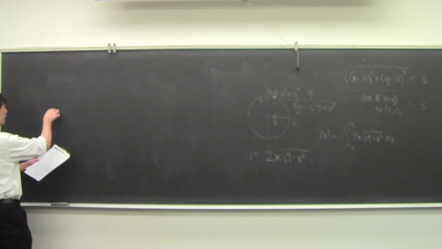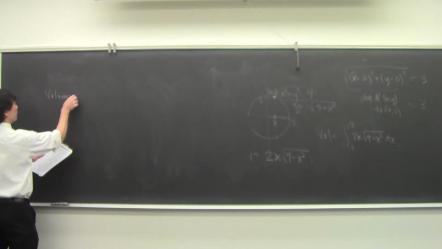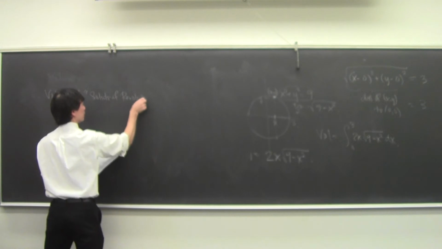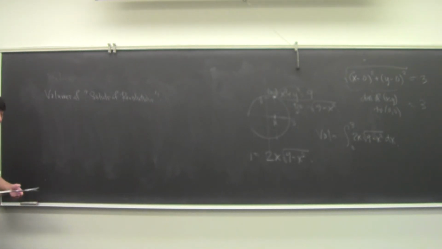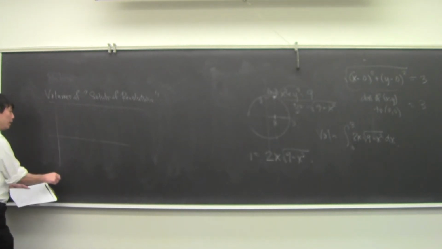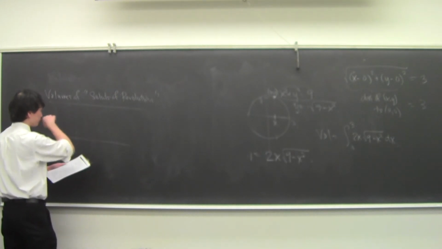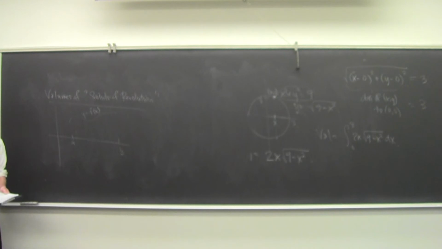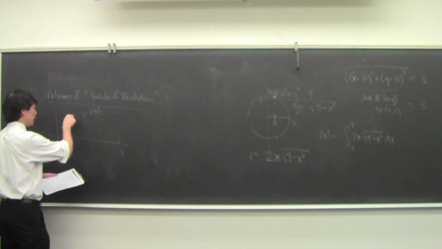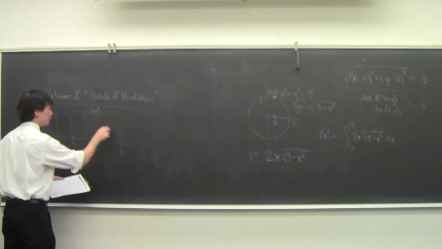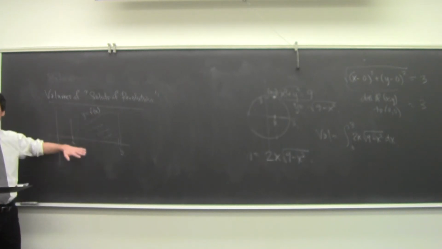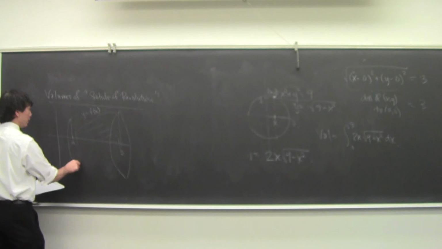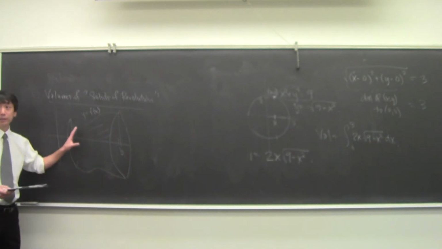Okay, so let's go on to the next idea, which is volumes of what are called solids of revolution. This is when you have a very specific kind of solid. You have some sort of function between a and b, and you basically create a solid by taking that area and rotating it around an axis, and we get a solid object.